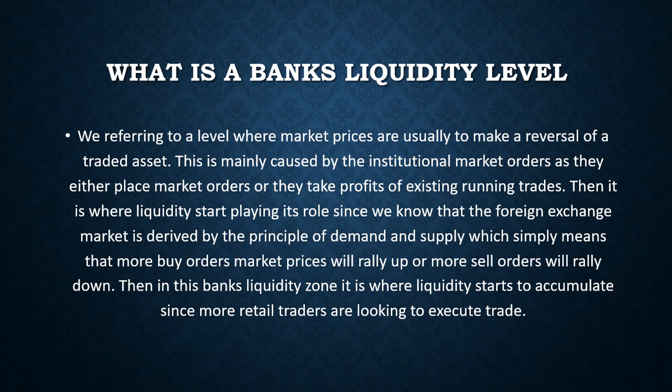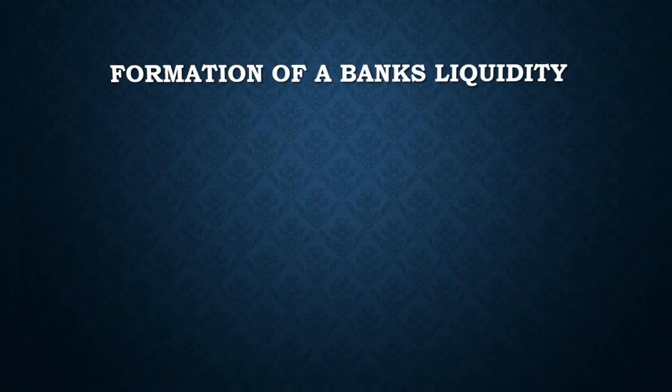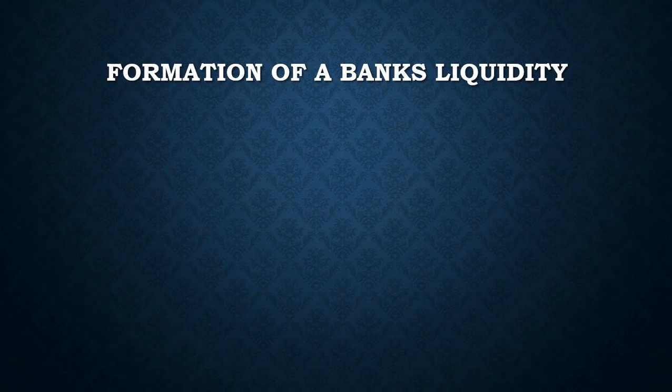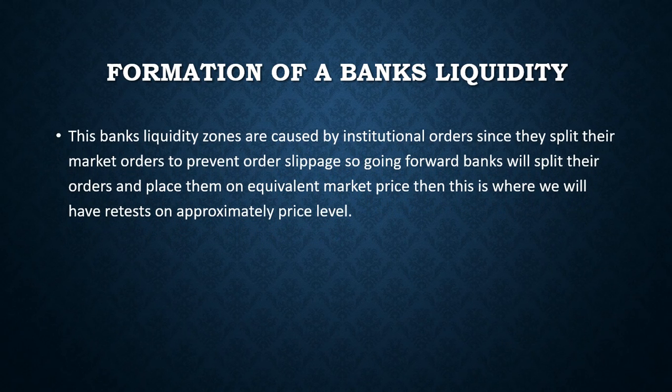We also have to know that the forex market works by the law of demand and supply, which simply means that with more buy orders the market will go up, and with more sell orders the market will go down. We also have to understand how the bank's liquidity level is formed. We know that banks place orders but they split them, so now we have to understand the splitting of their orders.